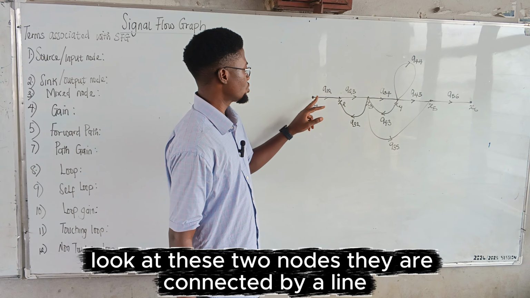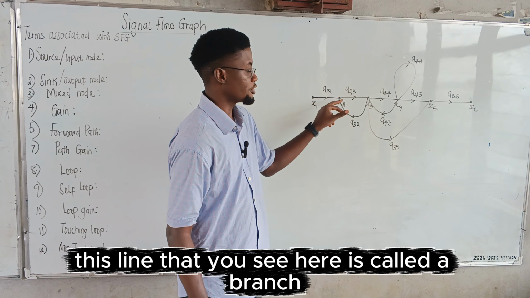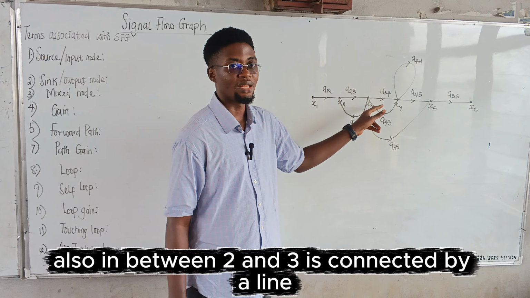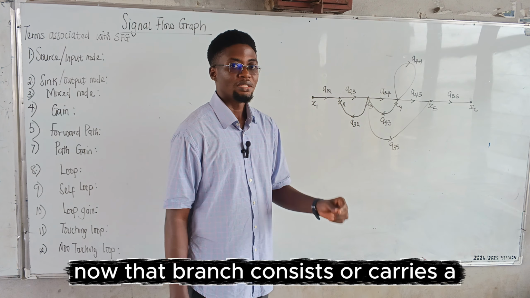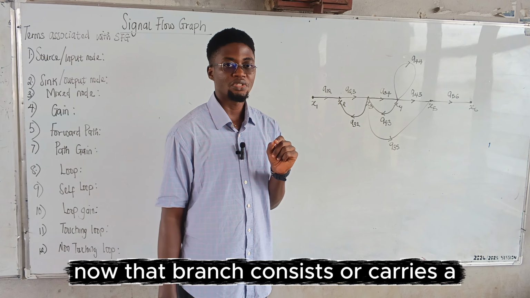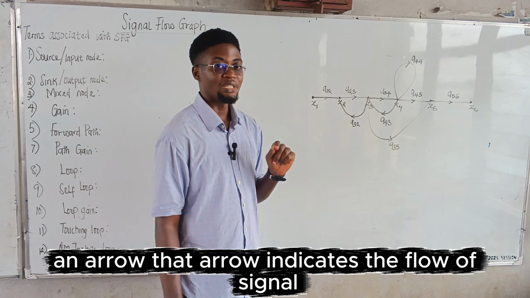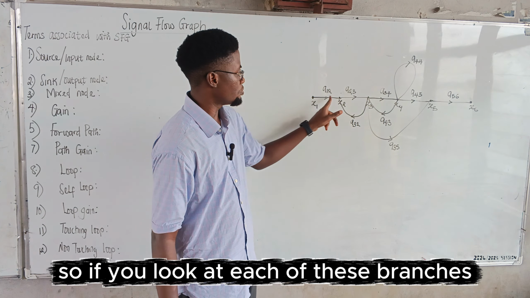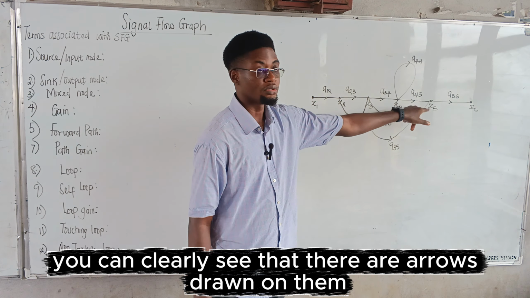If you look at these two nodes, they are connected by a line. This line that you are seeing here is called a branch. Also, 2 and 3 are connected by a line. That line too is called a branch, and so on. Now that branch carries an arrow. That arrow indicates the flow of signal. If you look at each of these branches, you can clearly see that there are arrows drawn on them.